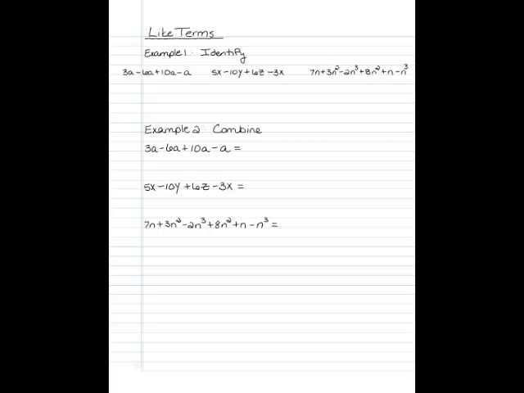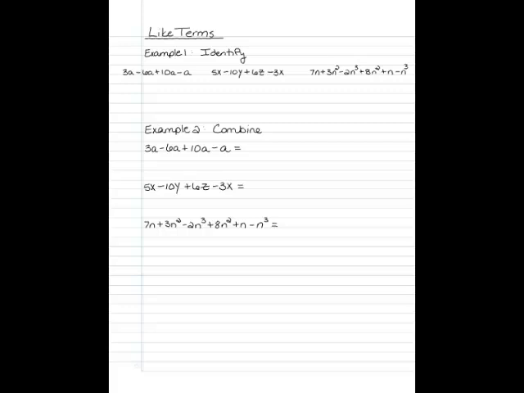Now, like terms are terms in an algebraic expression whose variable factors, and this includes the variable and the exponent on the variable, are exactly the same. So in example 1, all we want to do is identify the like terms in these expressions.